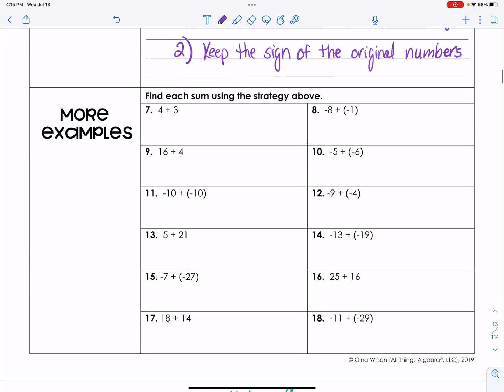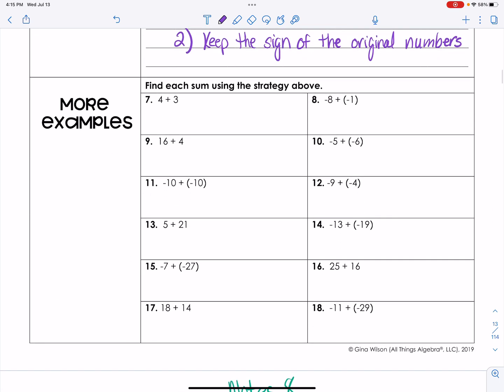If we use this strategy, this is 7. These, you add them together, it's 9, and you keep the sign, it's positive. The next one, you add them together, you get 11, and you keep the sign, -11. So you're just looking at the numbers. I would like you to work these, and then I'll put the answers there.